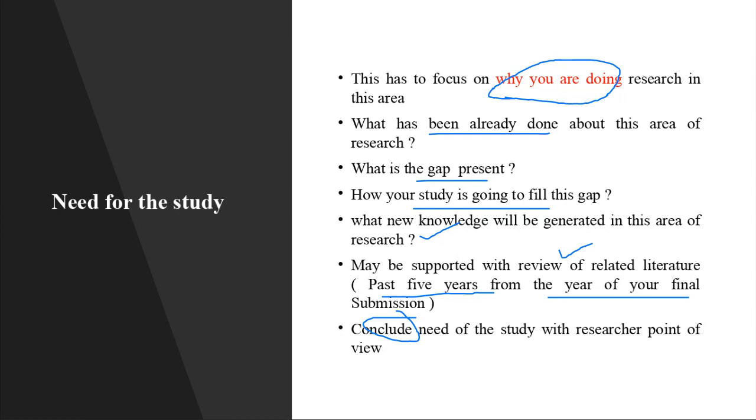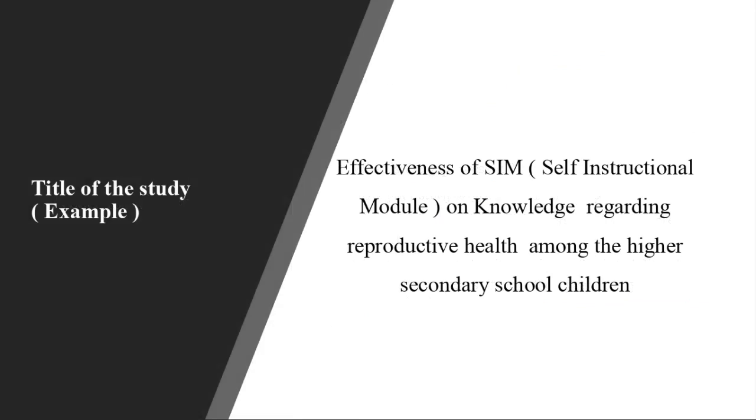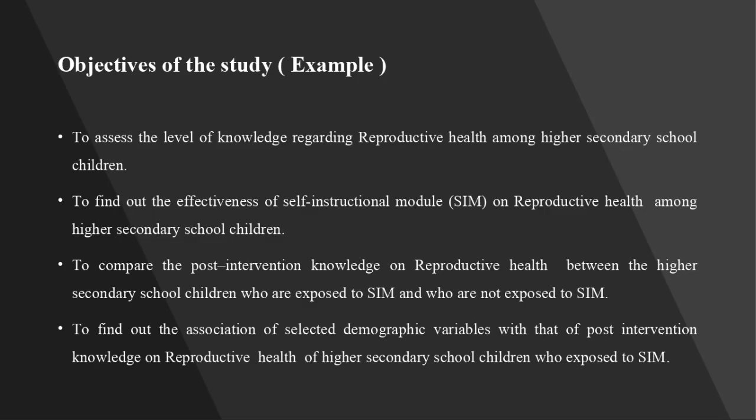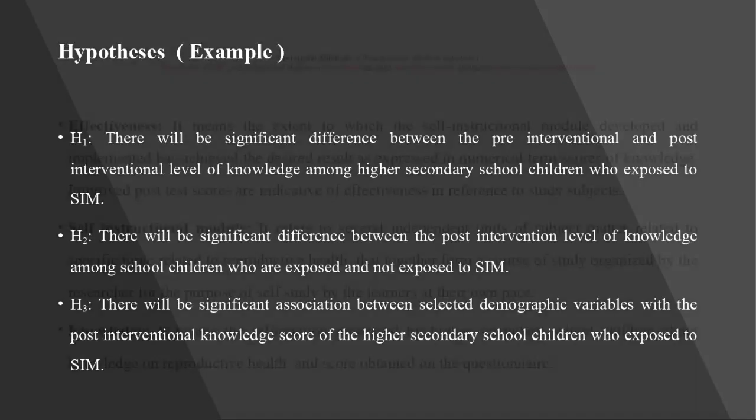So now we have seen how to write the background and the need, and next is the objectives of the study. Here I have given an example, but you might already have got approval for your protocol. The title will be there with you. You have to write your title, and as per your title your objectives will be formulated, and as per your objectives your hypothesis will be written.